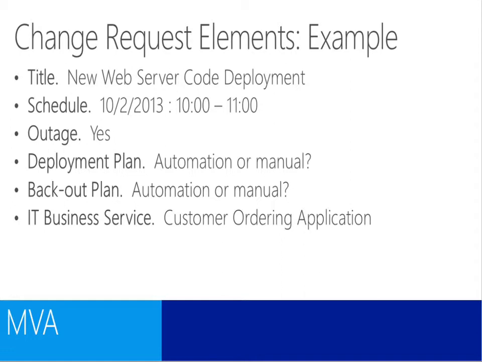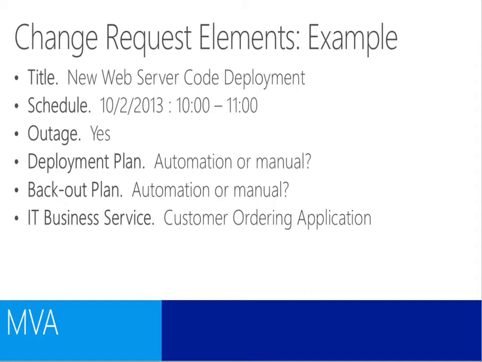We have a deployment plan. Is it automated or manual? If it's manual, you're going to have to document it. Do you have a backup plan? A backup plan might be recover from backup. It might be uninstall a web config file. Whatever it is that you're building as a backup plan, that's an important thing to remember, because in order to have an appropriate change process, you need to know what you're going to do if it goes wrong.